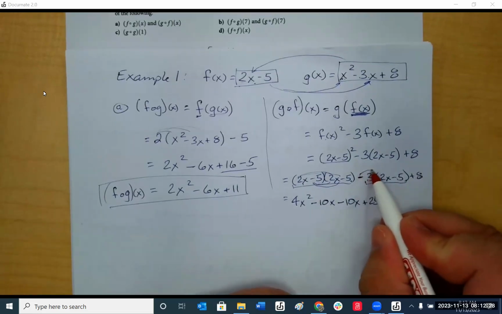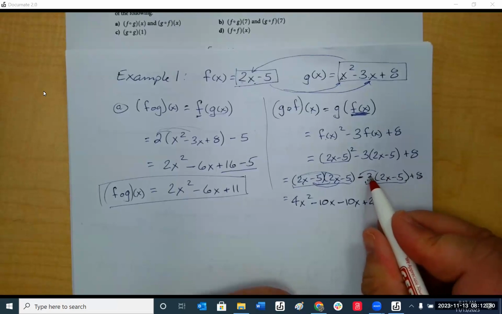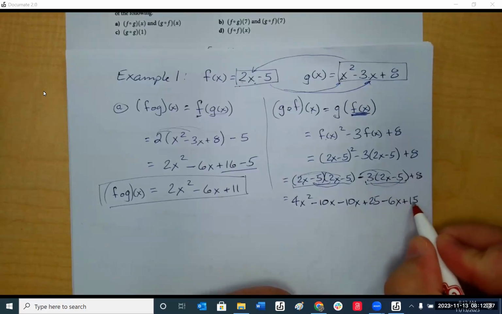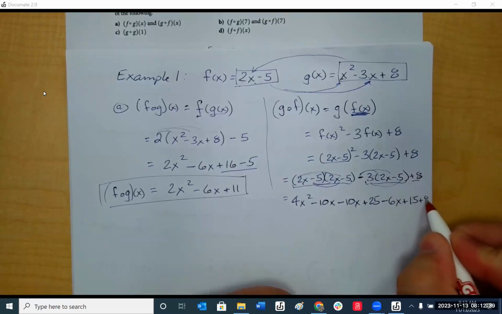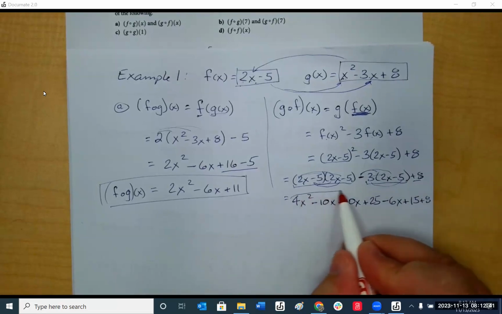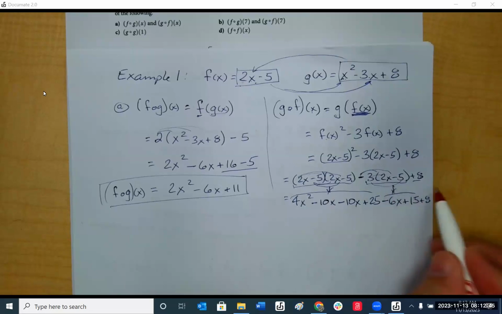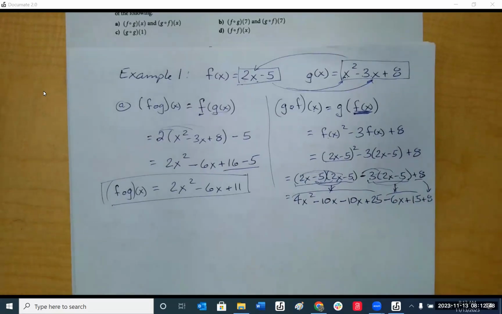Now, negative times positive is negative. 3 times 2 is 6x. Negative and negative is a positive. 3 times 5 is 15. Plus 8. So that's that one. And there's that.